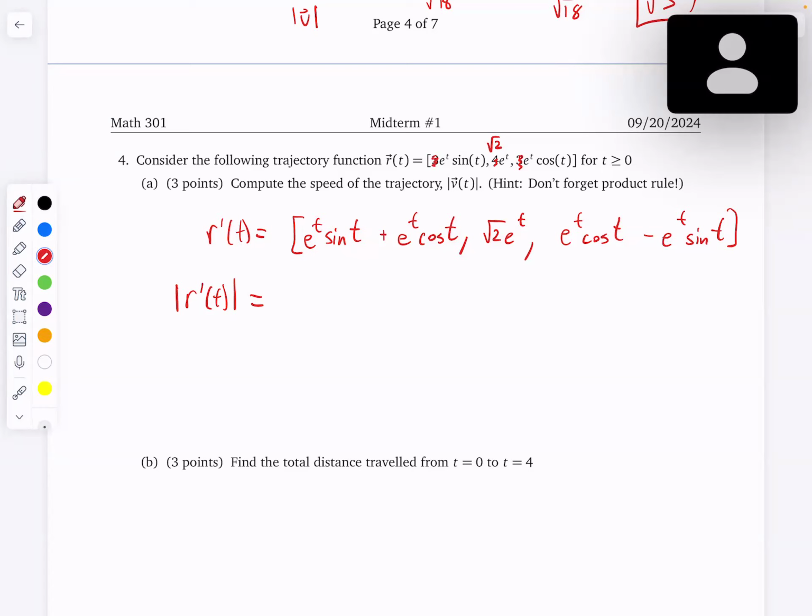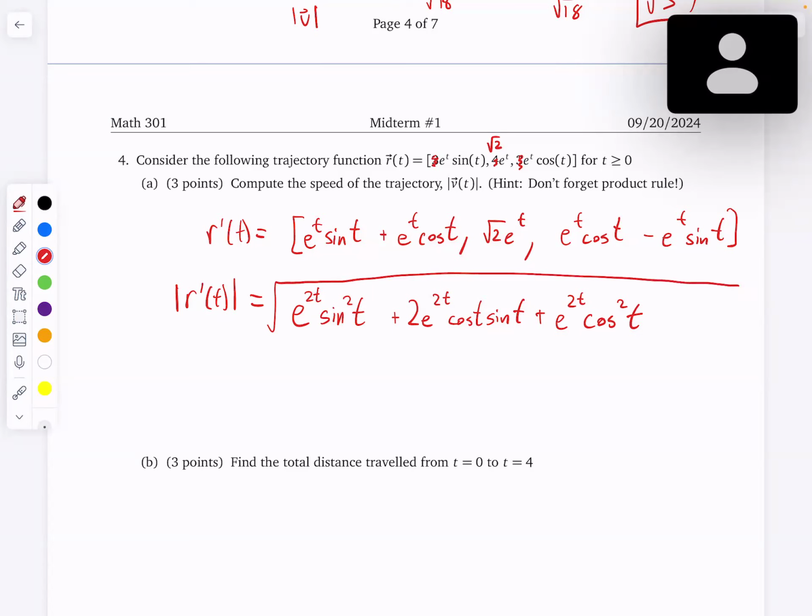And so you get e to the 2t, because that's e to the t squared, sine squared t. And then you need the cross term, which is going to be plus 2 e to the 2t cosine t sine t. And then plus e to the 2t cosine squared t. That's just the first thing squared. And square root this whole thing. And then it'll be plus that one. The next term is easy. It's just going to be 2 e to the 2t, so that's good.